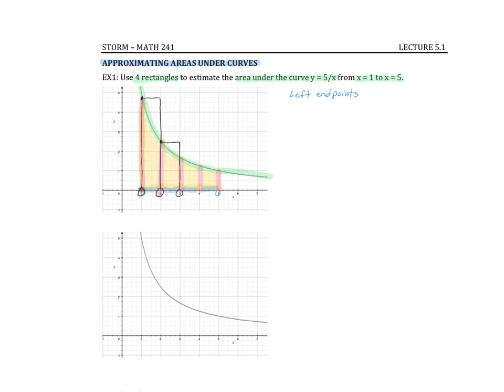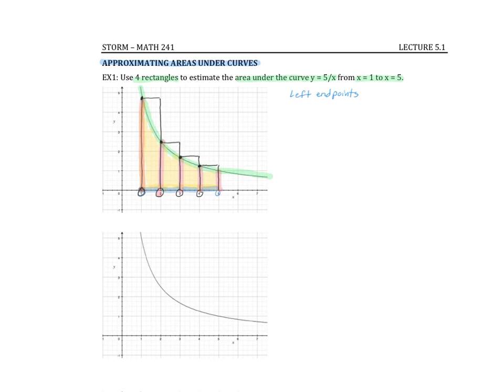Next endpoint, go up to the curve, draw a horizontal line, come down, and I've got my 3rd rectangle. And then my last rectangle would be like so. So what I've done is I've created 4 rectangles because I know how to compute the area of a rectangle. It's just going to be its base times the height.